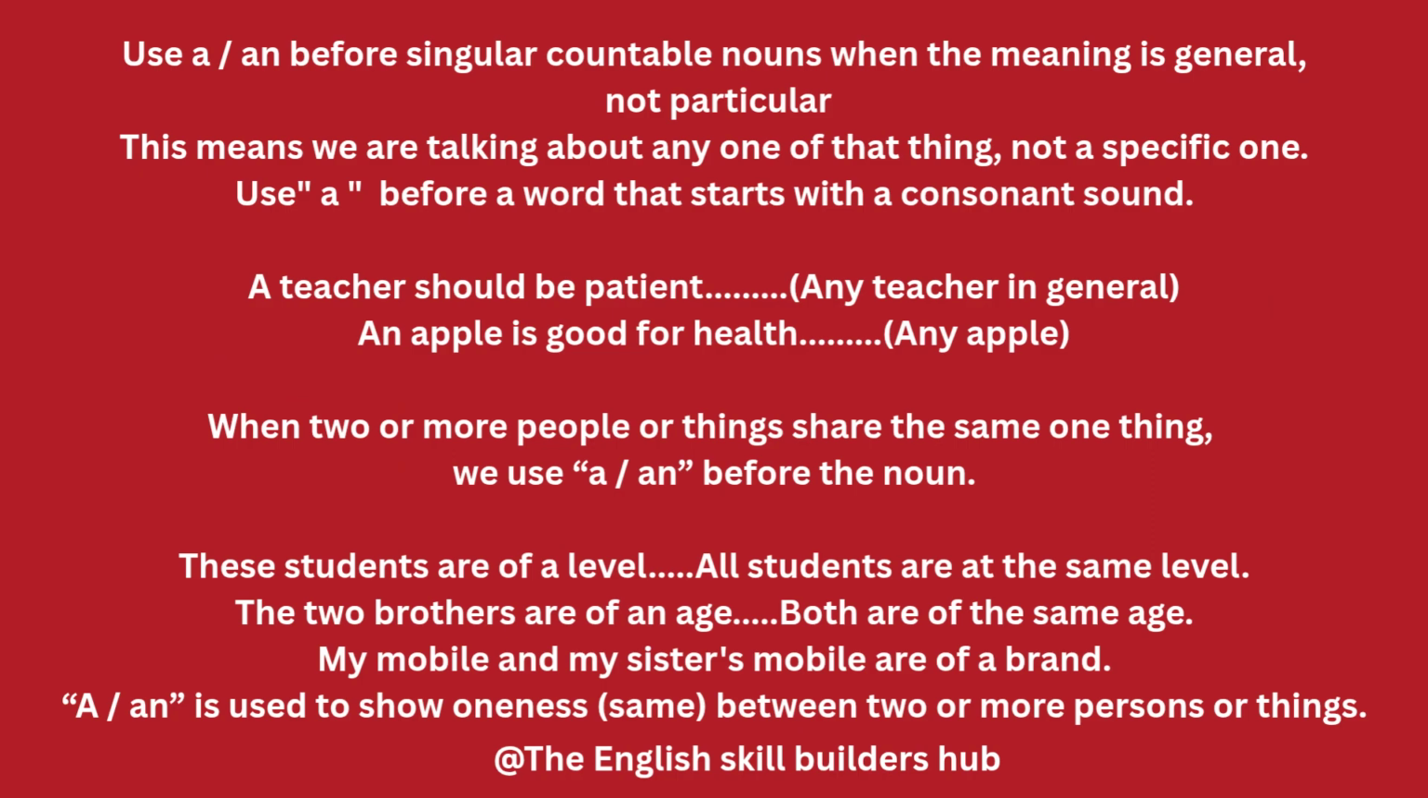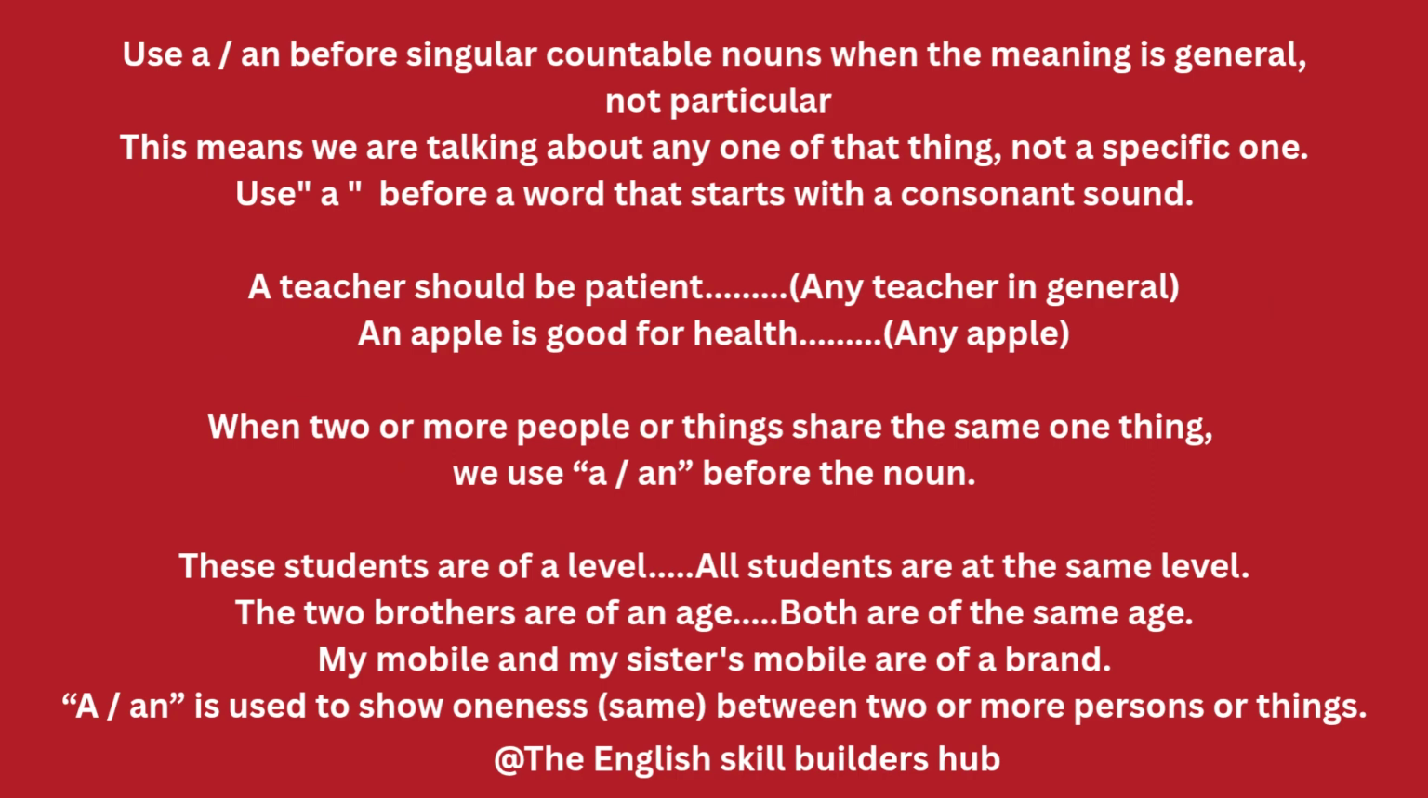See the second example, an apple is good for health. Here apple starts with the letter A and also a vowel sound. That is the reason we used an. It is also saying that not a particular apple is good for health; in a general sense, any apple is good for health.